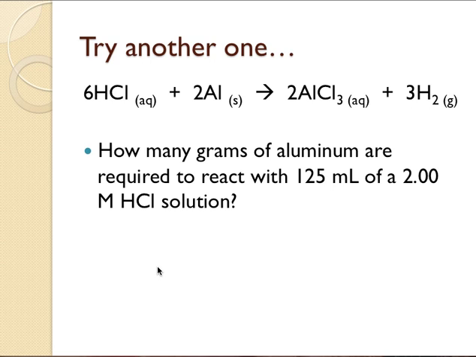Well, we'll be given a problem like this. How many grams of aluminum are required to react with 125 milliliters of a 2 molar hydrochloric solution? Well, how can I use volume and molarity concentration to get to a mole ratio? Because stoichiometry all hinges on getting to a mole ratio to relate two different things. Think about it, and then pause it if you need to.